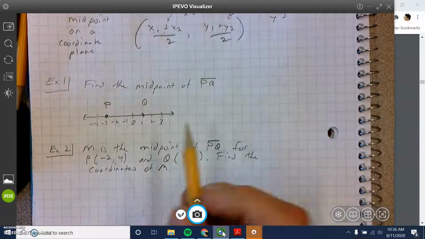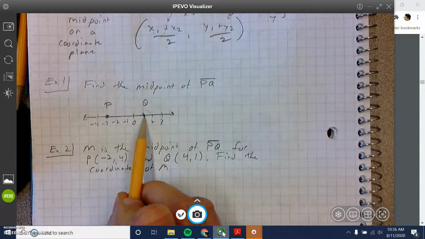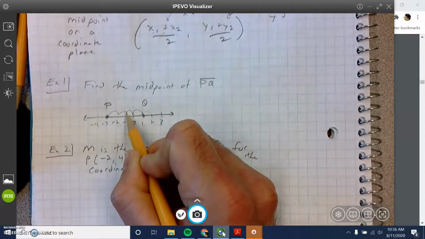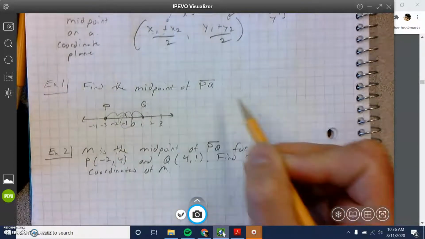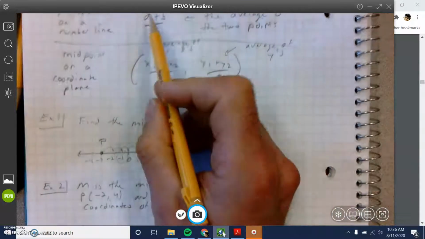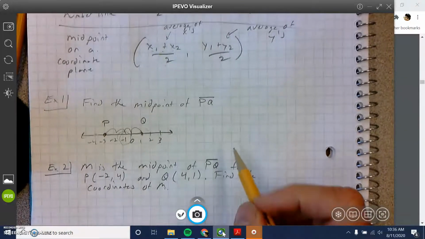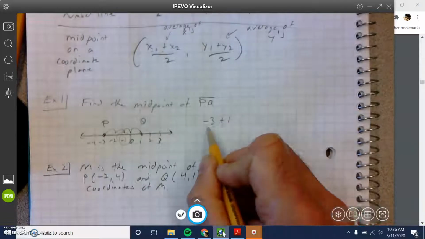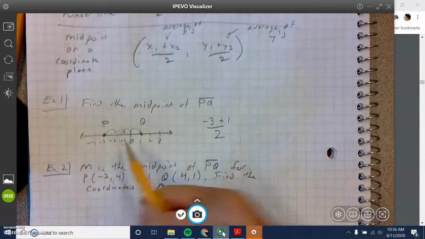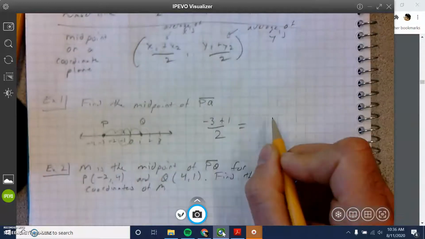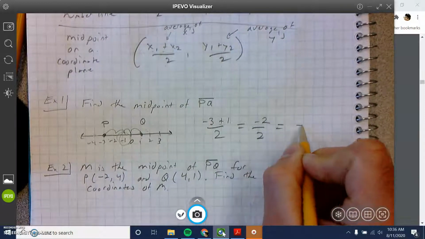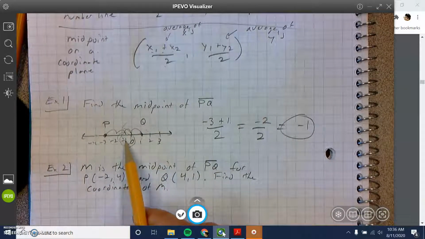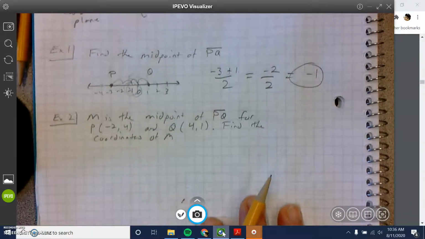Okay, what's in the middle between -3 and 1? Well, I can count, right? It'd be 2 this way and 2 this way, so that would be -1. But what if you just couldn't see that? Well, that's okay. We can use this. I just add up the 2 and divide by 2. I should get -1, right? So -3 plus 1, and then divide by 2. Am I going to get -1? Let's see. -3 plus 1 is -2, divided by 2. Oh yeah, I get -1. Same thing, and that makes sense because that's in the middle between -3 and 1.